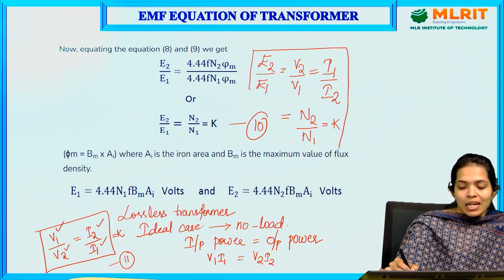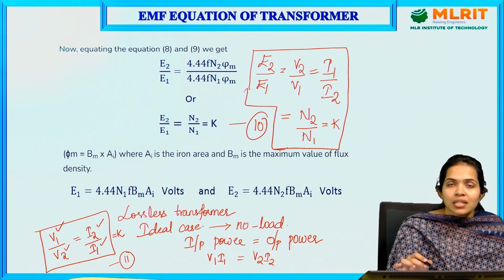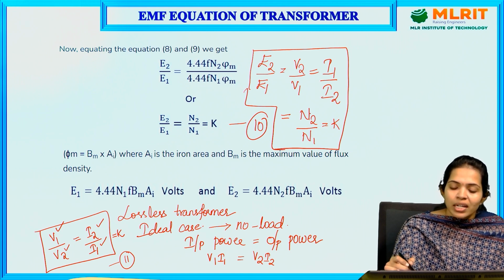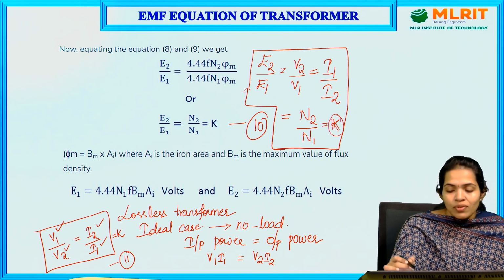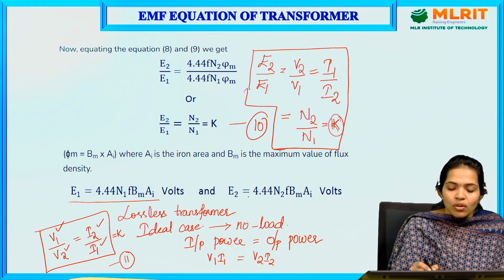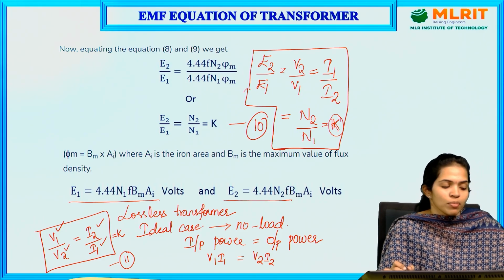This entire relation between the induced EMFs, the supply voltage and the terminal voltage, the primary current and the secondary current, and also the number of turns in the primary winding and the secondary winding is equated to a term called K, the transformation ratio, which plays an important role in deciding the rating of the transformer. So this is about the topic of EMF equation of the transformer.